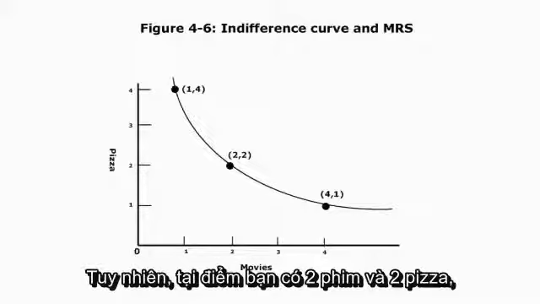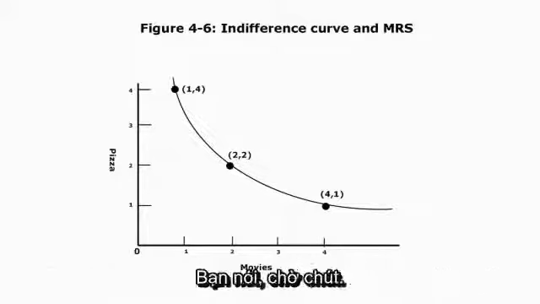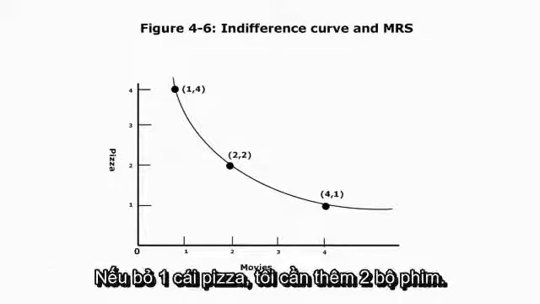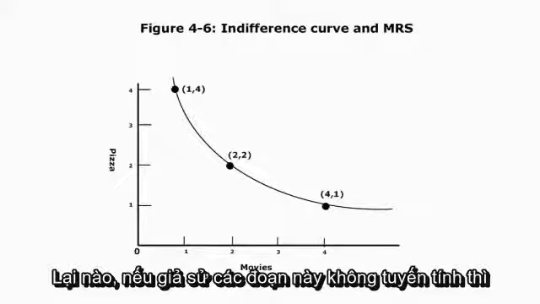However, when you're at 2 movies and 2 pizzas, and I say, okay, how about giving up 1 more pizza to see more movies? Now you say, wait a second. To give up 1 more pizza, I need to see 2 more movies. My marginal rate of substitution on that second segment is -0.5. The marginal rate of substitution on the first segment is -2. On the second segment it is -0.5. Once again, assuming they're not linear, it's actually changing everywhere.